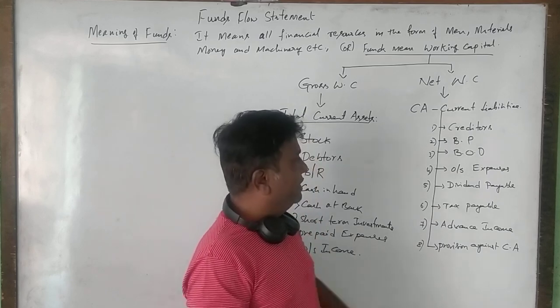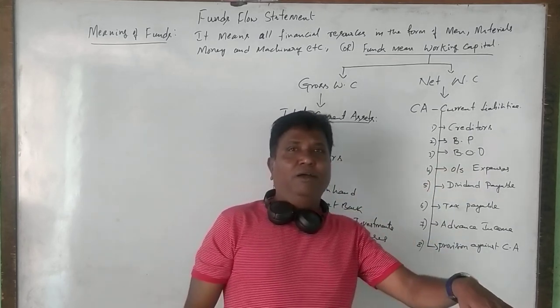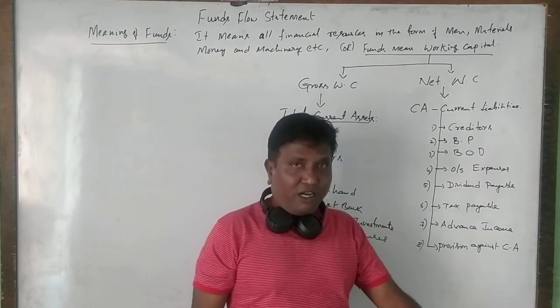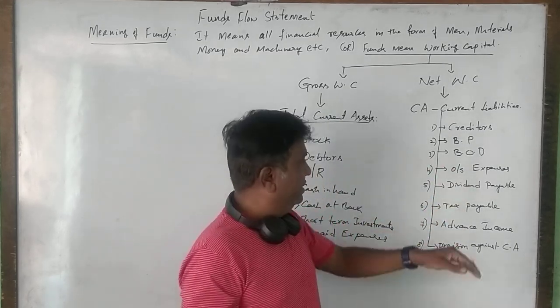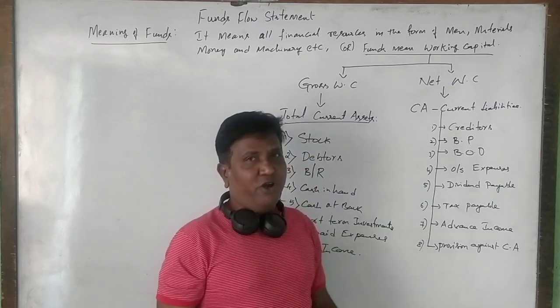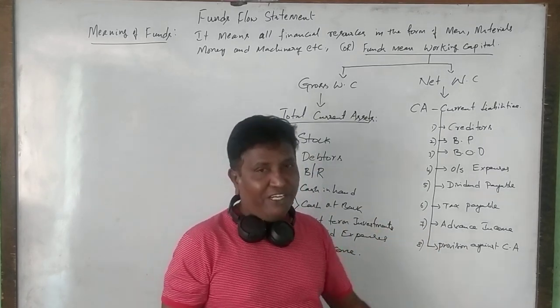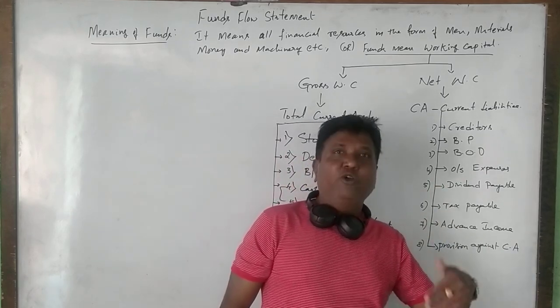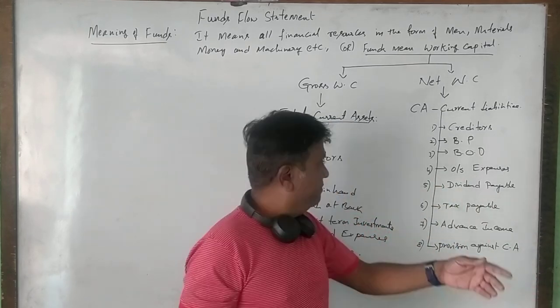Which the business needs to pay. Bank overdraft: when you have drawn over and above the balance available in your current account in the business, that is also called bank overdraft. Outstanding expenses: your business has taken services for which we have not yet paid. Yet to pay means it is a liability that we need to pay.